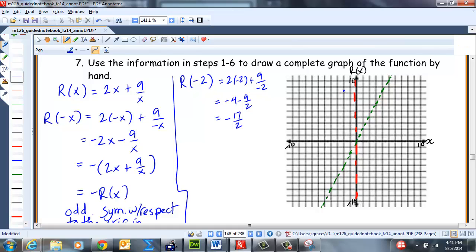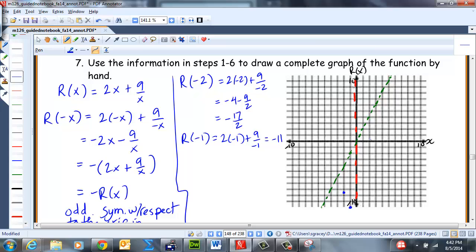Okay, so let me double check my ordered pair there. Oh, I didn't go down negative, that's what I did. All right, negative 2, negative 8.5 is here. Okay, so r at negative 1, I'd get 2 times negative 1 plus 9 over negative 1. So that's going to give me negative 2 minus 9, which is negative 11. That's about here on our grid.